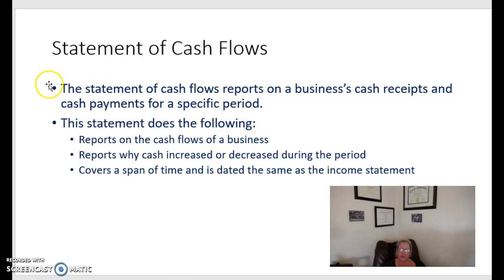So the statement of cash flows reports on a business's cash receipts and cash payments for a specific period. The statement reports on the cash flows of the business. It reports why the cash increased or decreased during the period. And it covers a period of time. It's not ongoing like the balance sheet. It's a specific period of time, and it's dated the same as the income statement.